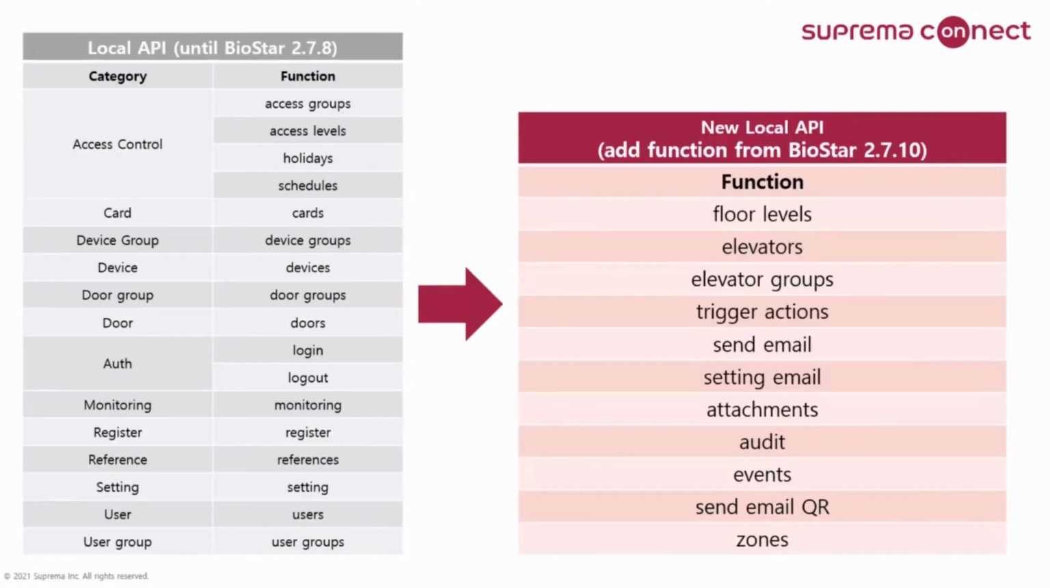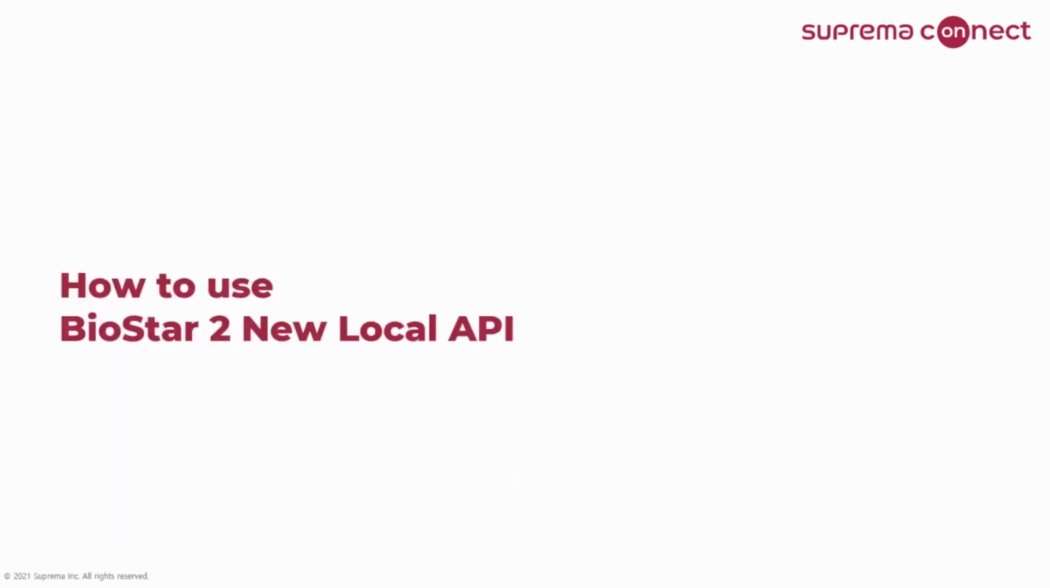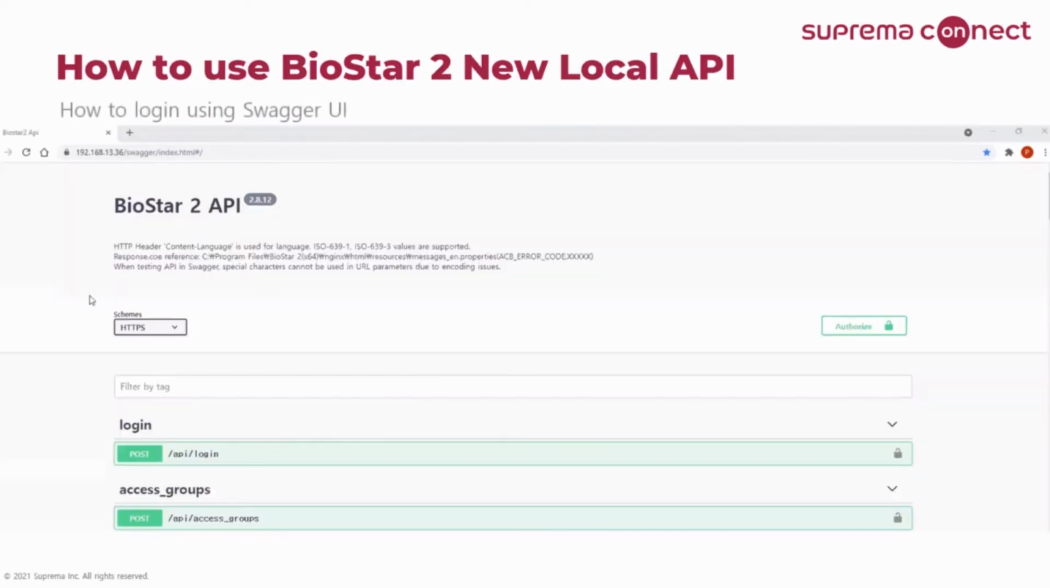And those are the new features that have been added to the new local API. On the right side, you can see the new features in red. As BioStar 2 has accepted new features throughout its upgrades, API also received new features that are critical to its use. And let's see how you can use BioStar 2 new local API.